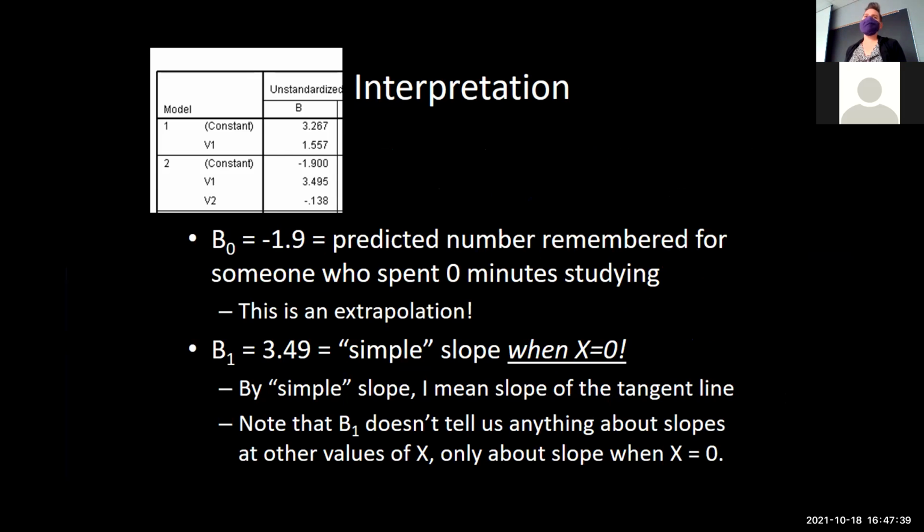So I pointed this out already, but remember, negative 1.9 is possible because this is an extrapolation to someone who spent 0 minutes studying. It's not actually observed, it's an extrapolation. It makes our line fit better. Even if we had 0 data, it's still possible that we would have gotten an off-the-chart result for this. It's the consequence of trying to fit lines to things.